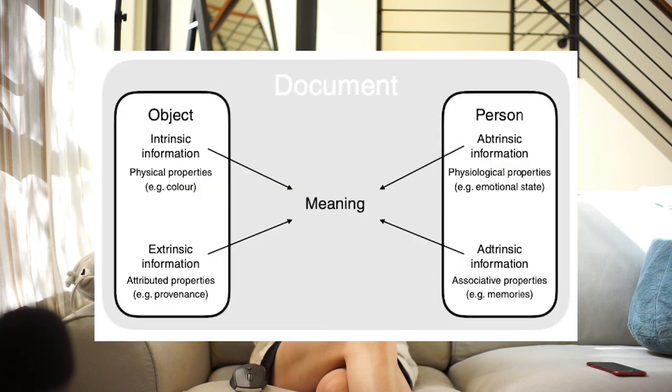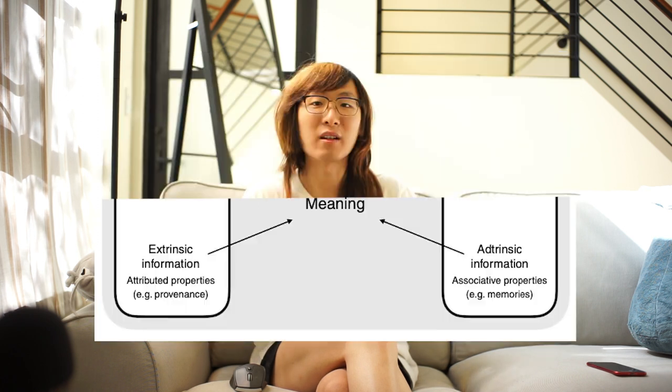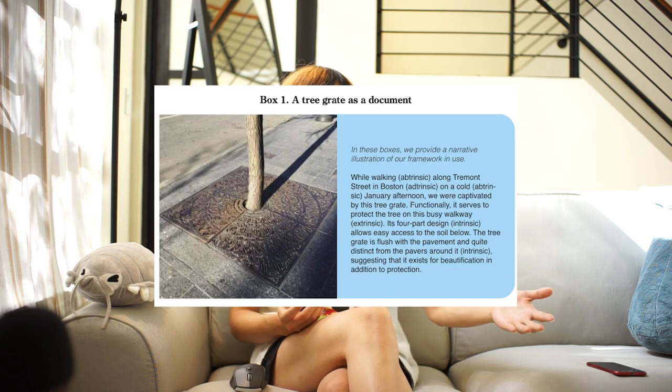Here's one recent example. In 2016, Tom Grichenes and Kirsten Lansen developed a holistic framework to examine how we perceive documents. They broke the perception of documents into two parts, the human and the thing. And they further broke the human and the thing each into two, their internal states and their external relations. So for example, imagine someday when you're walking, you came across a metal tree grid on the side of the road, and you notice it's made in a pretty Baroque style. At that point, you are reading the grid as a document and getting information out of it.